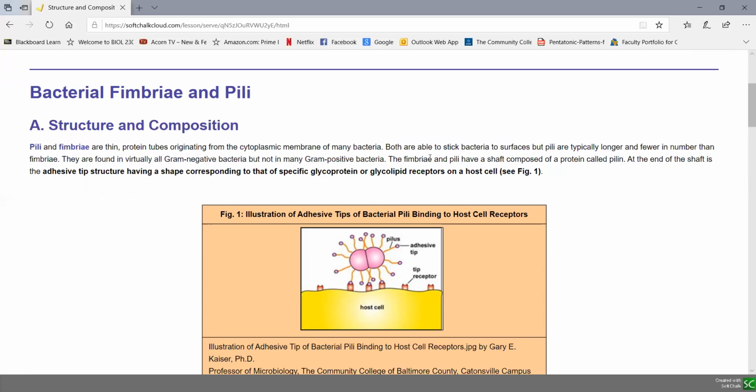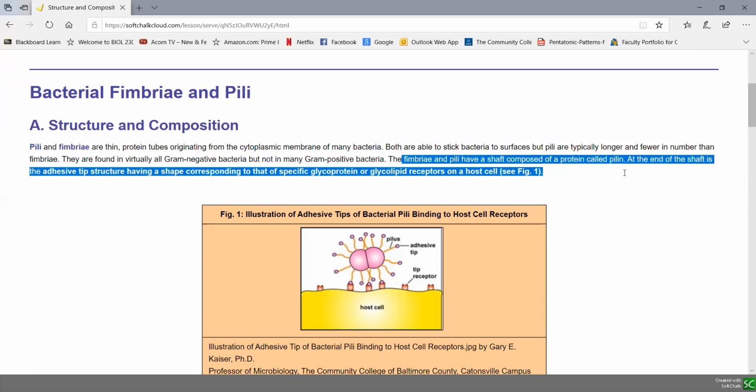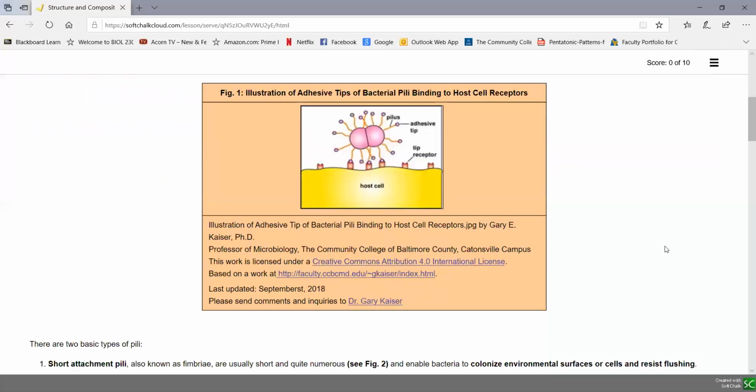Fimbria and pili have a shaft composed of a protein called pilin, but at the end of the shaft is an adhesive tip, a sequence of amino acids that has a shape that will bind to specific glycoprotein or glycolipid receptors on a host cell. And we see this in the illustration in Figure 1.